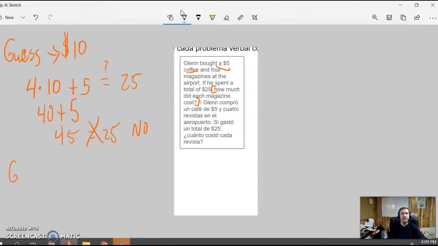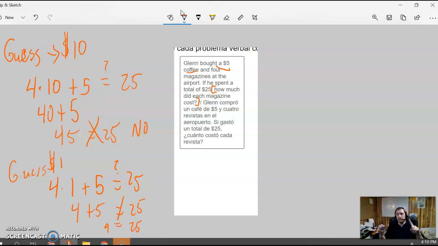Let's guess less. Let's guess $1. If each magazine is $1, I have 4 times $1 plus 5. Does that equal 25? 4 times 1 is 4, plus 5 is 9. That does not equal 25. But do you see what we're doing? Any guess we have, we're going to have to multiply by 4 and then add 5. This is why we guess, so that we can generalize our equation.